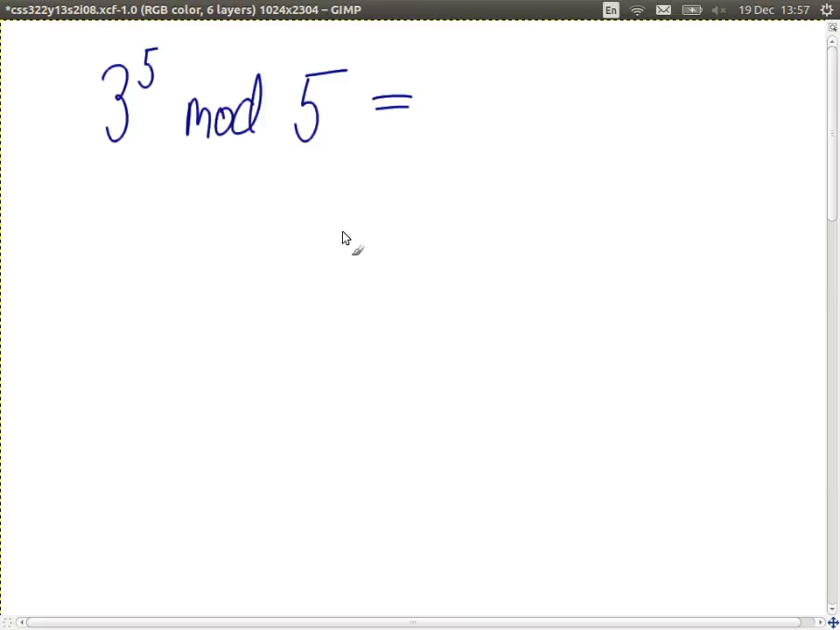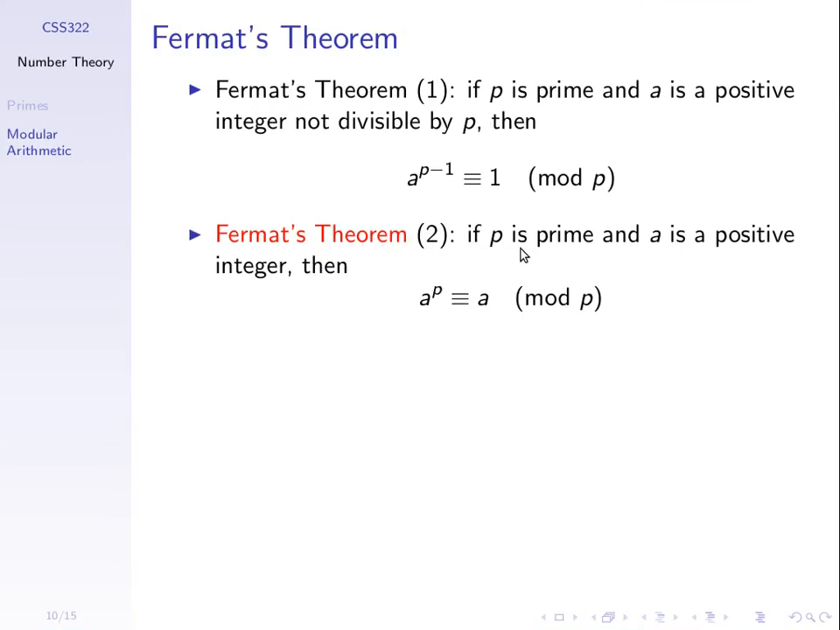So let's check. We don't need to manually calculate 3 to the power of 5. We could, and we will in a moment, but note Fermat's theorem says that if P is prime, the exponent is prime and it's the same as the modulus, then take any positive integer, A, raised to P, mod P, is A. So in our example, we have 3 to the power of 5, A is 3, P is 5, a prime number.